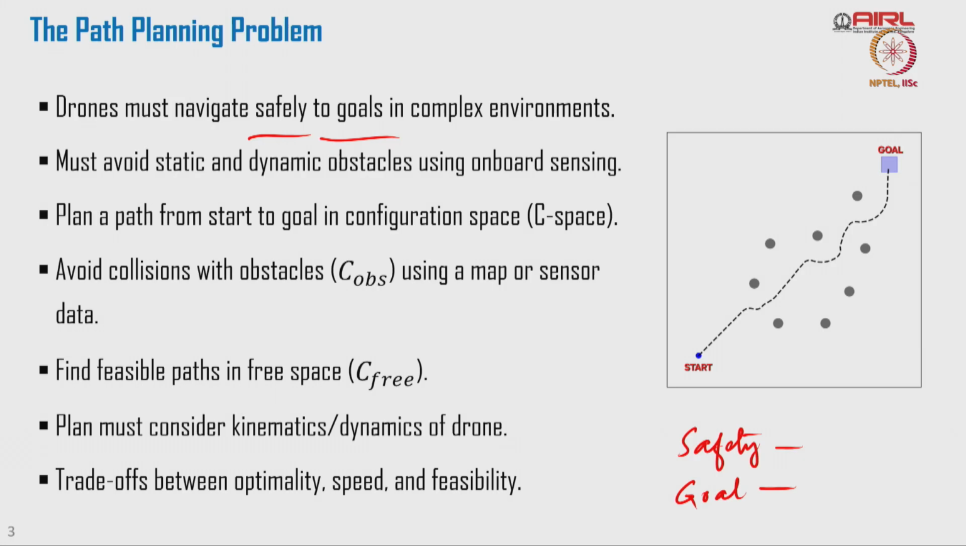Okay, fine. Then plan a path from start to goal in configuration space, that is the requirement. Then it should avoid the collisions with the obstacles, it should get a feasible path in the free space, and it should plan the path considering the kinematics or dynamics of the drones. However, with any of the path planning algorithms, there will be some trade offs between optimality, speed and feasibility. When we take the constraints of drones, its kinematics or dynamics, then feasibility also becomes one issue. Not every path will be feasible to be tracked by the drone.